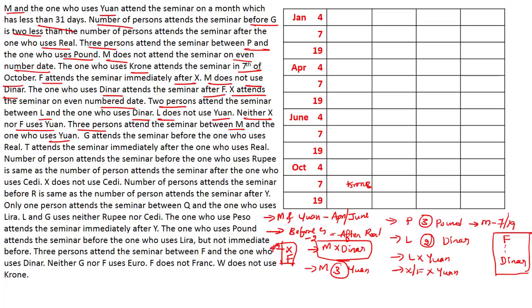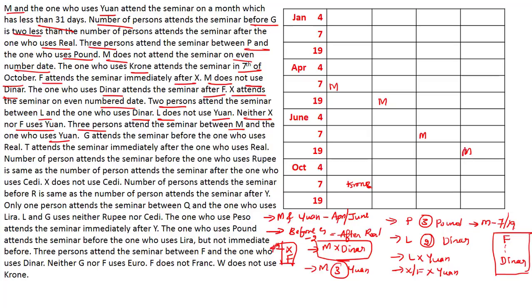Now we got to know that there is a gap of 3 persons between M and yuan. So M can be on 7th or 19th. There are 2 possibilities. Again, M can be in June as well, so I can put M here on June 7th or June 19th.